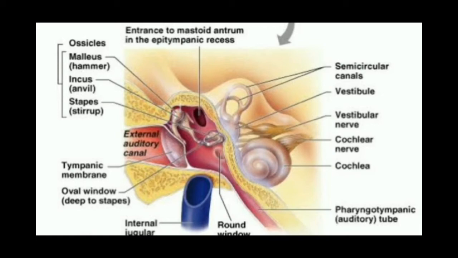And the middle ear contains 3 ossicles. You can see here malleus, incus and stapes. They are arranged so that the malleus is attached to the tympanic membrane, then the incus, and then the stapes, which is attached to the oval window.